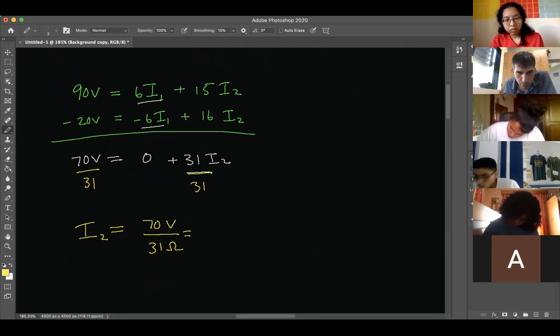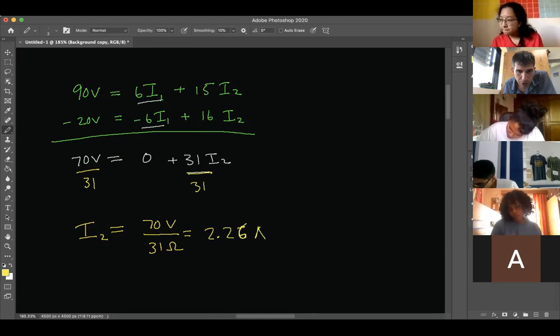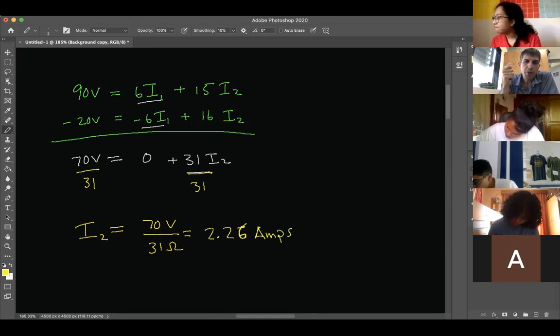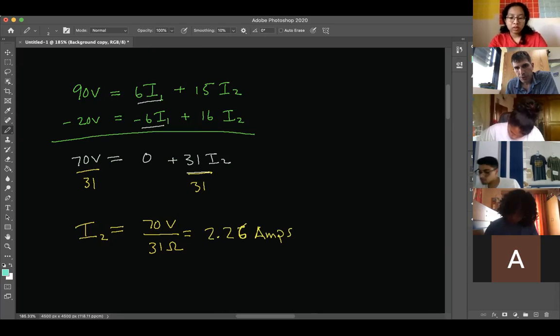2.258, let's just round that to 2.26. And that should be amperes. All right, so now we know I2. So now what we can do is substitute this back into one of those equations, to find, say, I1.